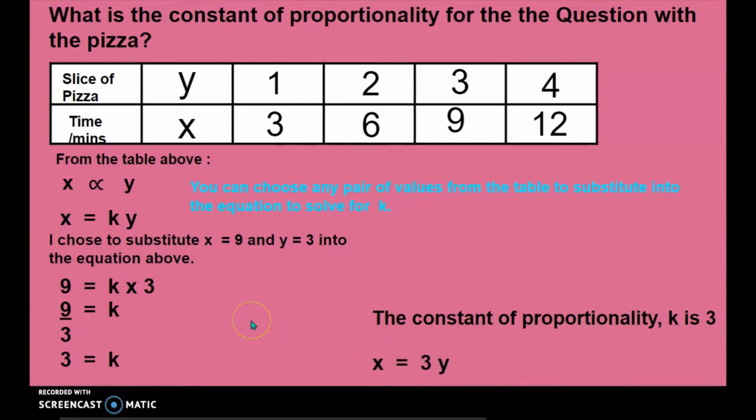Once you found your constant of proportionality, K is equal to 3, you can substitute it back into this equation, and here you will get X is equal to 3Y. And this is the equation that represents our information.